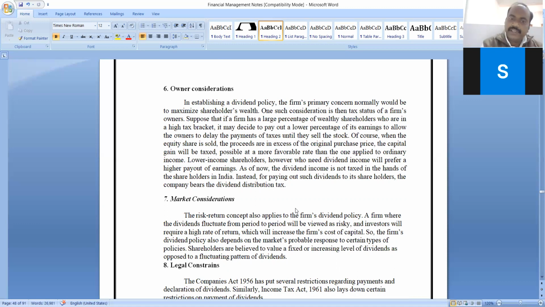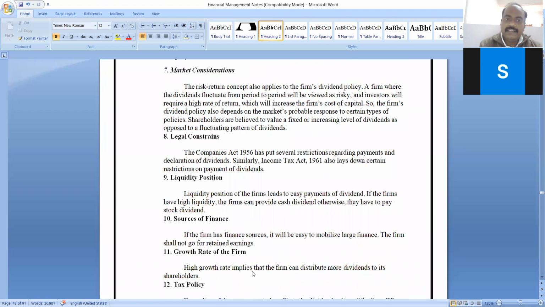A firm whose dividends fluctuate from period to period will be viewed as risky, and investors will require a high rate of return, which will increase the firm's cost of capital. So the firm's dividend policy also depends on the market's probable response to certain types of policies. And the next one is legal constraints. According to the Companies Act 1956, several restrictions have been put on the payment and declaration of dividends. Similarly, the Income Tax Act also lays down certain restrictions on payment of dividends.